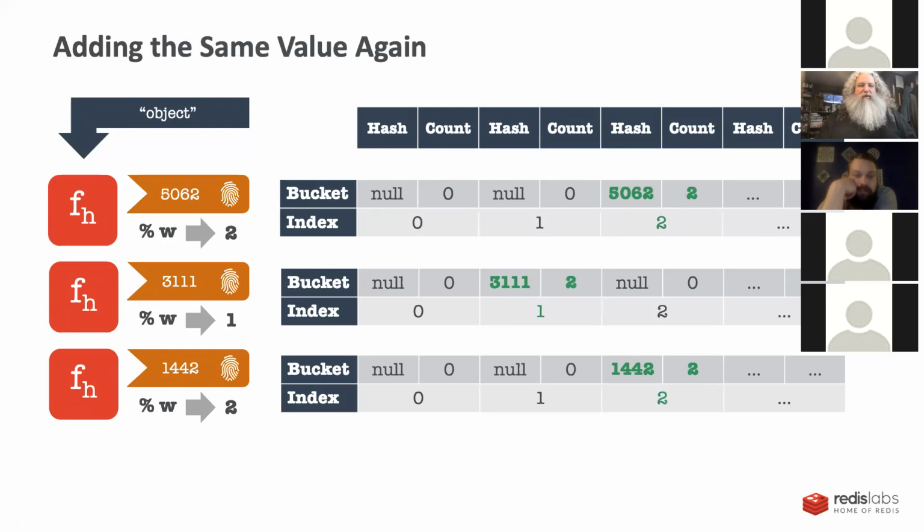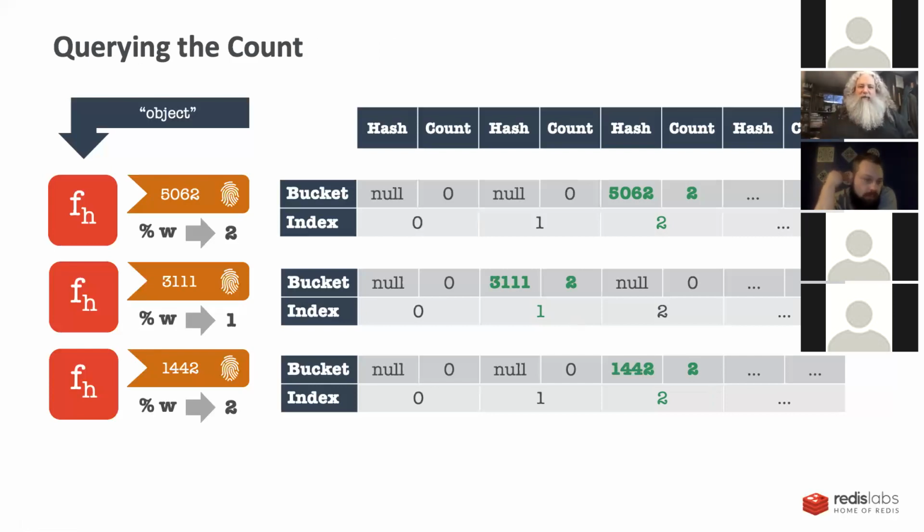If we add the same value again, we'll see these buckets are here, so we'll just increment them. Now they all have a value of 2, so they're getting heavier. If we go to query the count, we'll hash it, pull the values back, and ask, does the hash number match? Yes, yes, yes. Take the largest out of all of them. In this case it doesn't really matter, they're all 2. It's going to come back and say object is in the set 2 times.